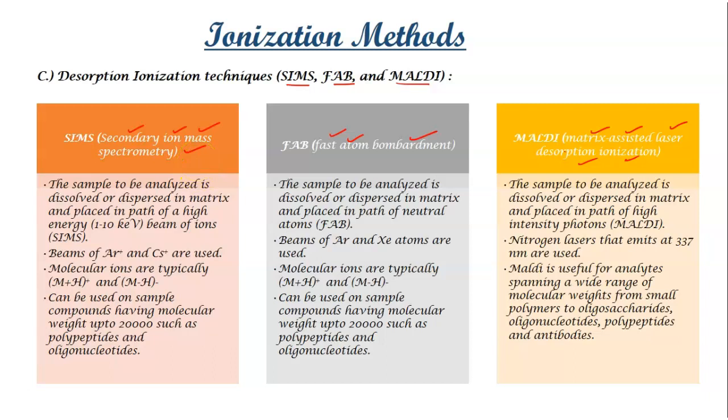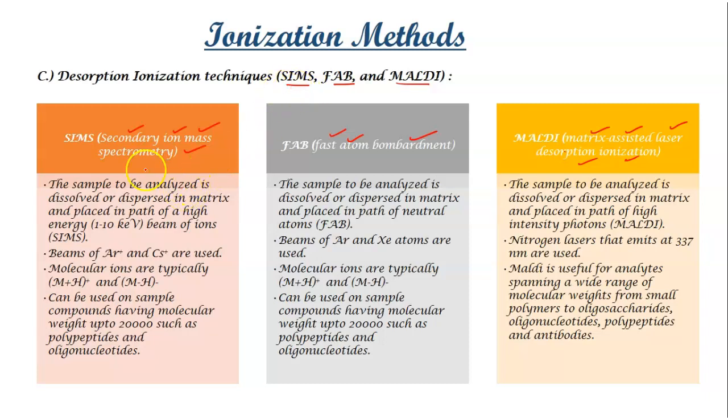Before jumping to that, let's see both of the previous techniques that I have uploaded in this particular series, that is electron impact and chemical ionization method. They both require a relatively volatile, or you can say low molecular weight sample. And now the more recently developed ionization techniques allow the analysis of large non-volatile molecules by mass spectrometry, correct? And three of these methods that we are going to discuss over here are SIMS, FAB and MALDI, correct?